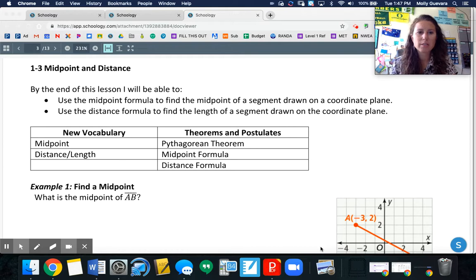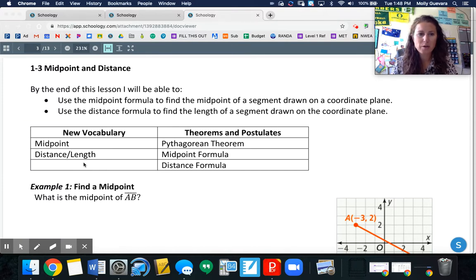The first objective is to use the midpoint formula to find the midpoint of a segment drawn on a coordinate plane. And the second objective is to use the distance formula to find the length of a segment drawn on a coordinate plane. So finding the midpoint, finding the distance. That is our new vocabulary today: midpoint and then distance/length.